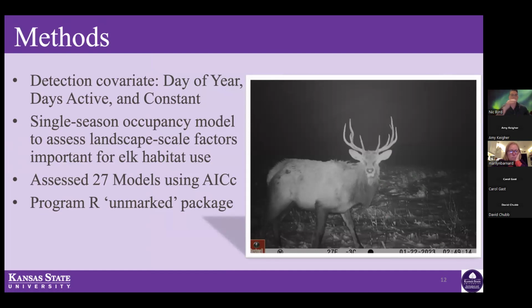We created days active because not all cameras were out for the same amount of time. Some cameras had to be picked up early because of prescribed burns. So we created days active to see if that had an effect for detection.